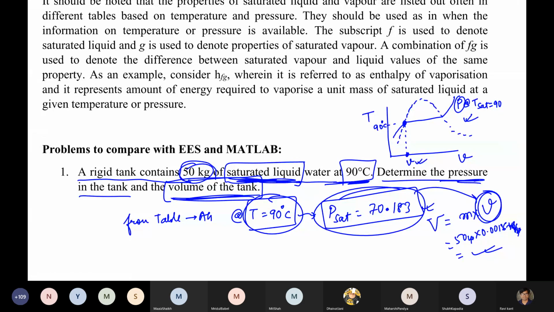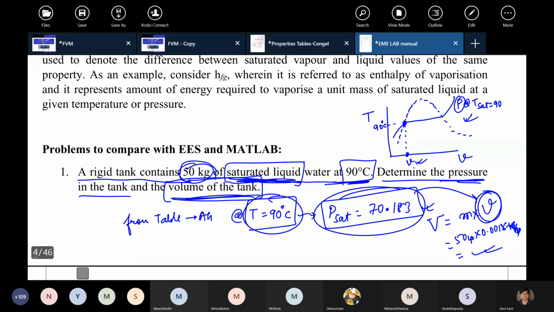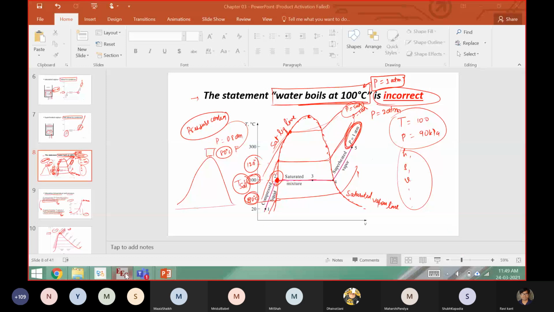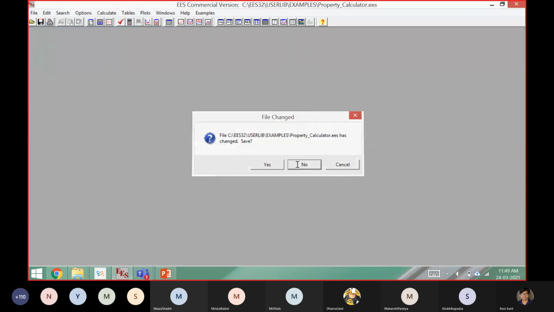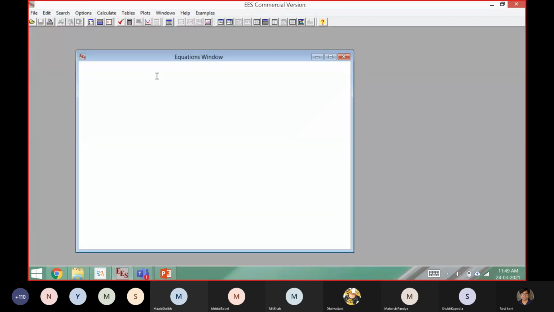I hope that you already have it installed on your laptop. I have already installed it. Okay, so this is what the interface looks like. This is the EES software. Let me quickly tell you how to use it. These are the menu buttons. You are going to take a new file. I'll just take 5 to 7 minutes, then I'll leave you.